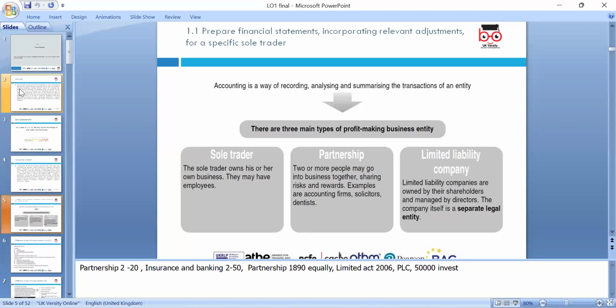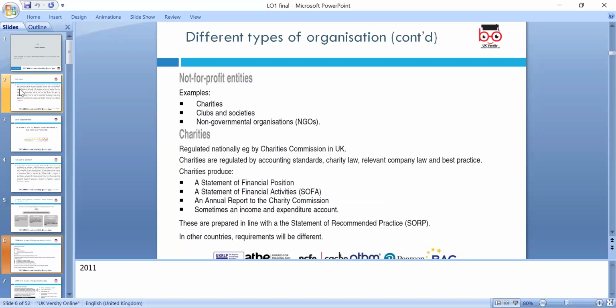A sole trader is a one-person business, and a partnership is 2 to 20 people under the Partnership Act 1890, and the limited company follows the Companies Act 2006. We prepare accounts accordingly, and we follow the local standards. Different types of organization, such as non-profit organizations and charities, also prepare accounts according to the Charity Commission rules. That's how we can prepare all four types of financial statements.